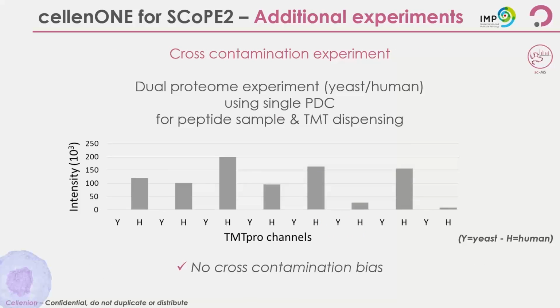An additional experiment that we did was a cross-contamination experiment, because one could be afraid that using the same capillary to dispense different cells and then different labels could potentially have cross-contamination issues. So we did an experiment where we used a dual proteome, either yeast or human. We deposited with the single PDC. Then we did the workflow of sample preparation, TMT dispensing, etc. And what we can see from those results is that there is no cross-contamination within the samples. So we are safe if we use the same PDC throughout the sample preparation.